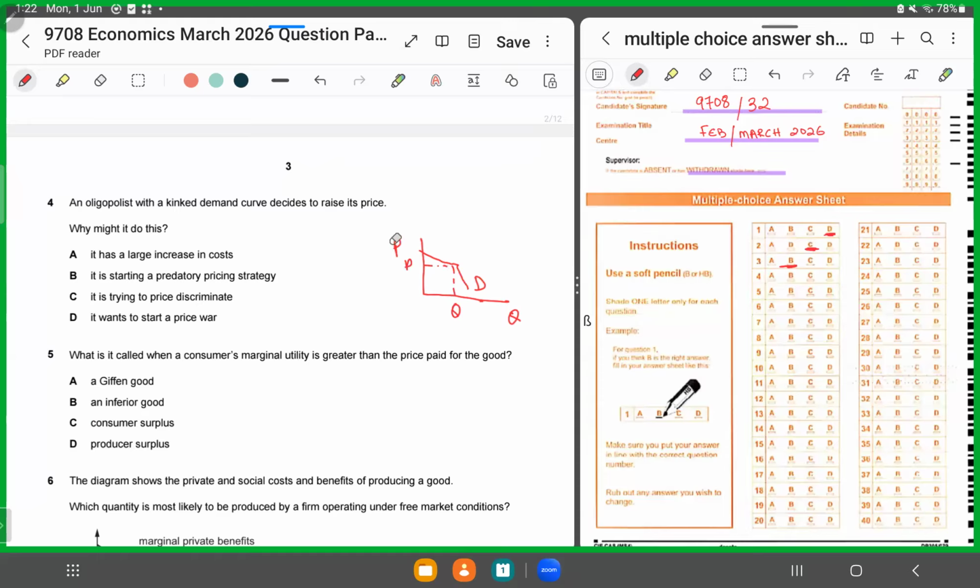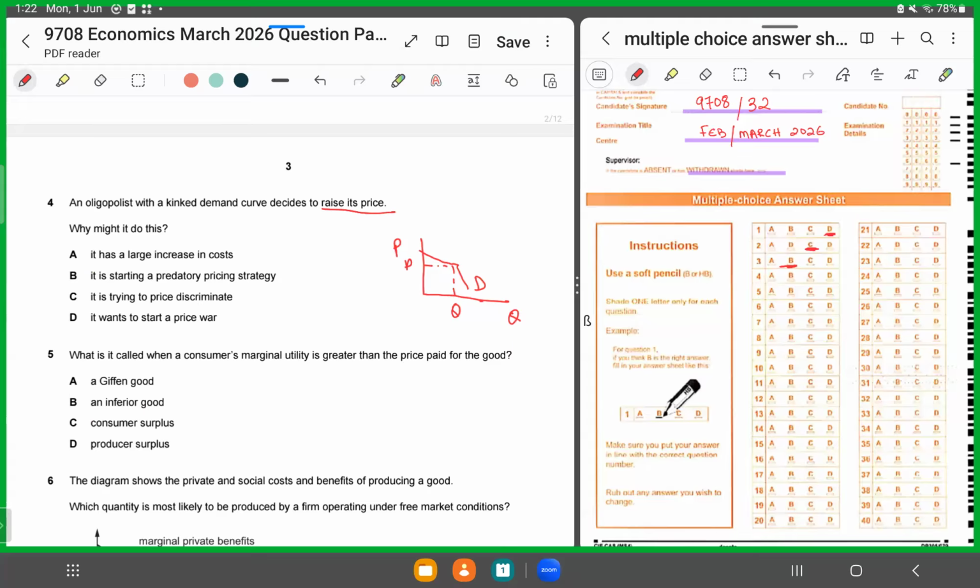Now they're asking, why might it do this? It decides to raise its price. Now you see what happens in the kinked demand curve: firms believe that if they increase prices, the rivals will not follow. And if they decrease prices, the rivals will follow and they will lose market share. So they are always reluctant to bring about any changes in price.